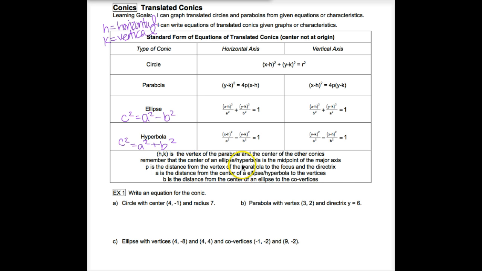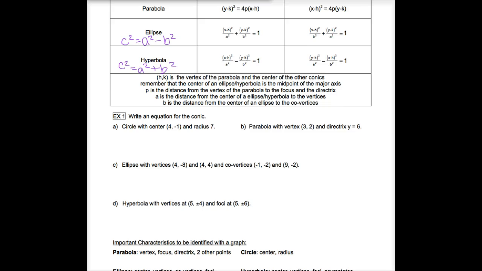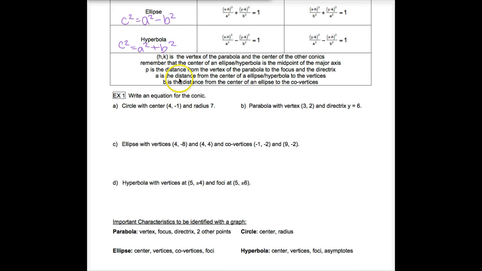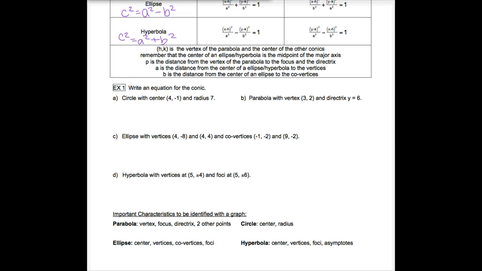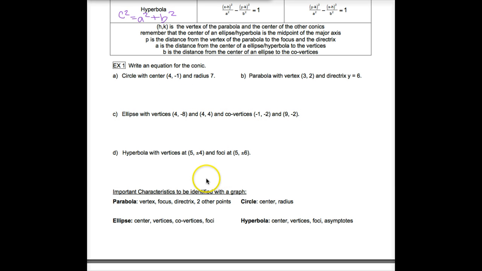Remember that the center of an ellipse or hyperbola is going to be the midpoint of the major axis. So if you know where your center is and you know your a or your b, you count that many spaces in either direction. p still represents a distance. It's how far it is from the vertex to the focus as well as to the directrix. So just a whole bunch of hints here that can help you as you go along. So first thing we want to be able to do is write an equation for the conic, and we've got various pieces of information given.